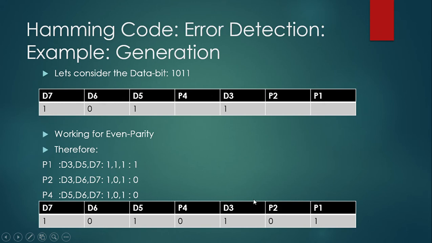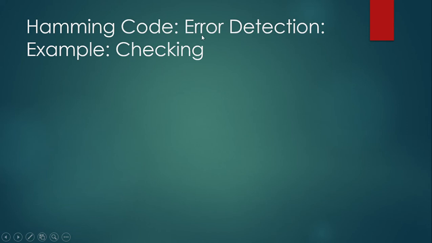Okay, so you may not know its application just yet. Well, let's now do checking at the receiver's end. So till now we have done everything at the sender's end, and now let's understand this a bit more at the receiving end. At the receiving end, we have the Hamming code error detection example. So how do you check?